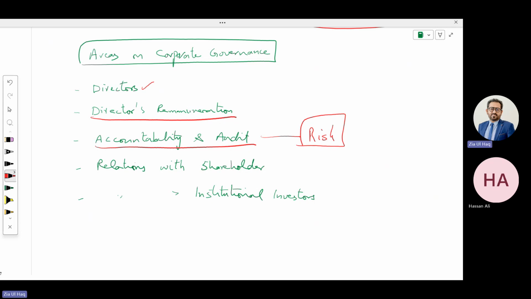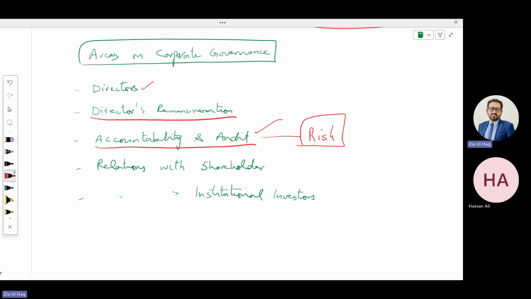Not only should they implement, they should review the internal control system. And to review the internal control system, they must appoint an internal auditor. To oversee financial matters of the company, there should be an audit committee. What are the roles of the audit committee? Those are codes relating to accountability and audit.